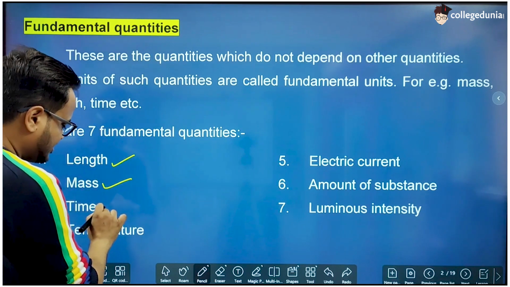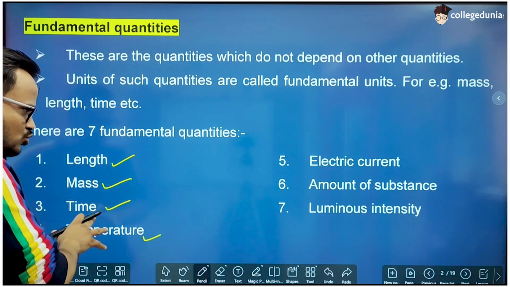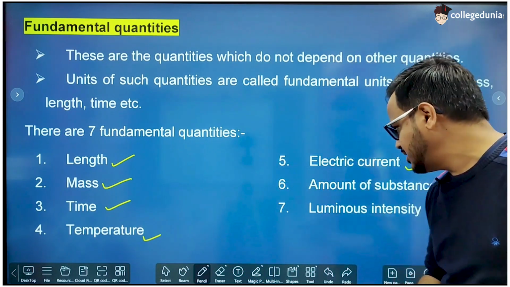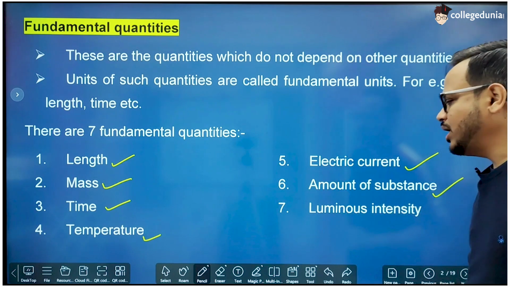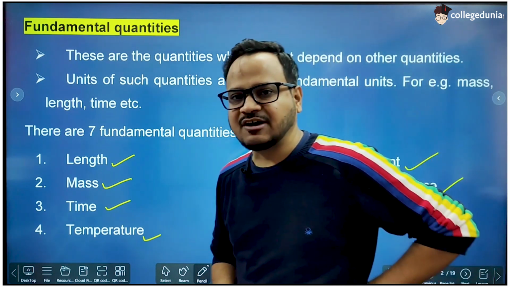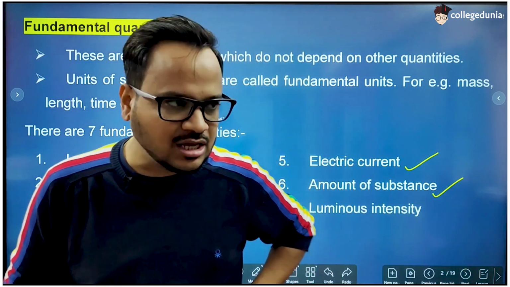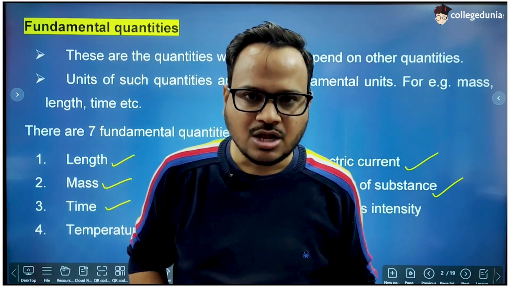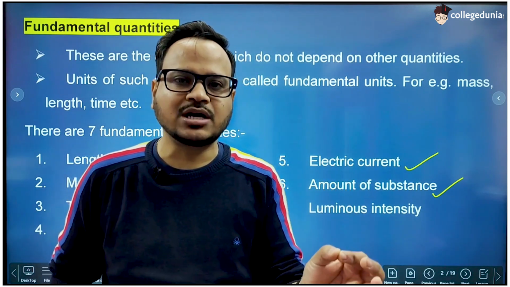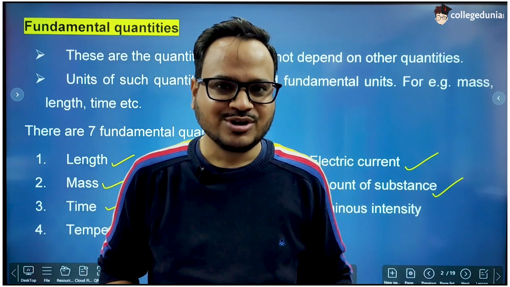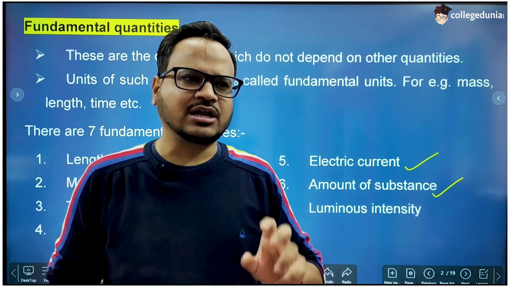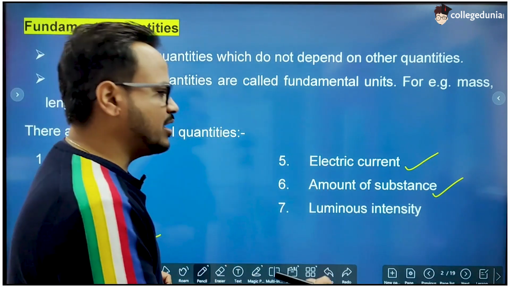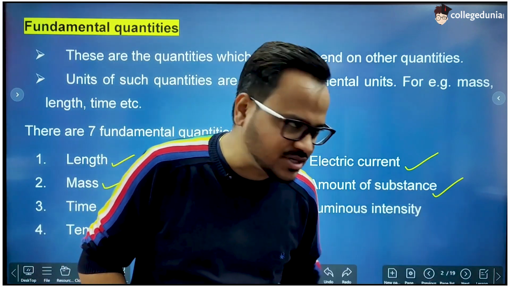So length, mass, time, temperature, you have an idea of all these things. Electric current, you have studied this quantity in class 10th. Amount of substance. What is amount of substance? Amount of substance refers to the number of something. Like if you say 5 apples, 10 chairs, 20 pens, these values 5, 10, 20 are also values. So the number of something is also a physical quantity which does not depend on other quantities. If we express something as a number, in physics we call it amount of substance, right?